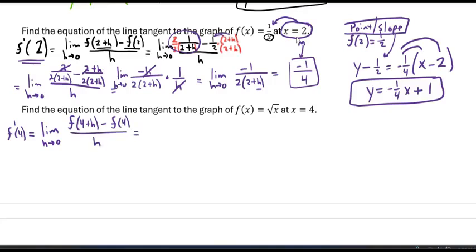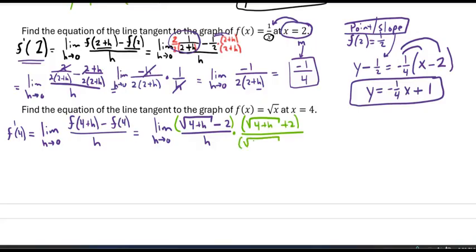And you should get the limit as h goes to 0 of square root of 4 plus h minus f of 4, square root of 4 is 2, over h. Can't plug in 0 because, again, indeterminate form. You might recognize this one as needing to multiply by the conjugate. That's the trick here. So square root of 4 plus h plus 2 over square root of 4 plus h plus 2.